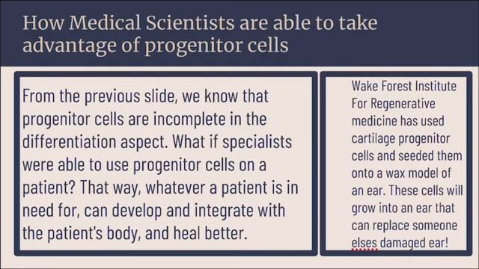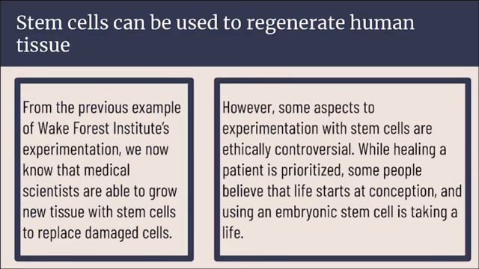Wake Forest Institute for Regenerative Medicine has used cartilage progenitor cells and seeded them into a wax model of an ear. These cells will grow into an ear that can replace someone else's damaged ear. Stem cells can be used to regenerate human tissue. From the previous example of Wake Forest Institute's experimentation, we know now that medical scientists are able to grow new tissue with the stem cells to replace damaged cells.